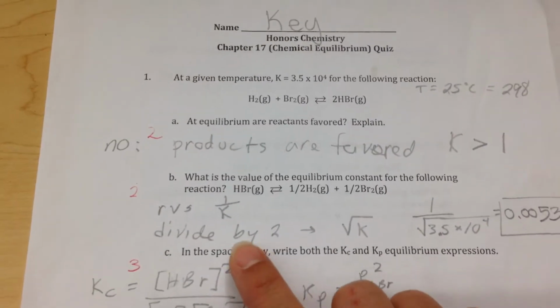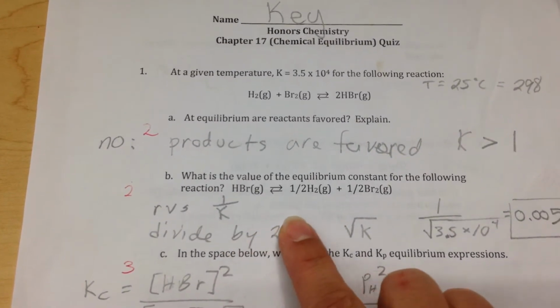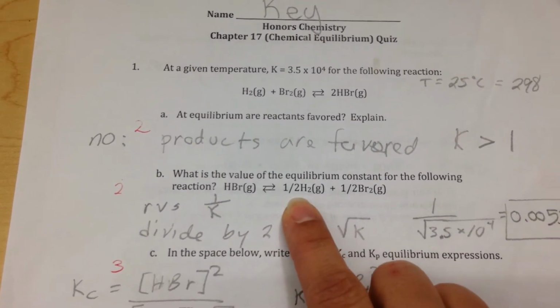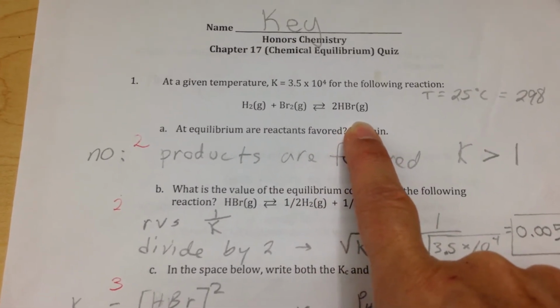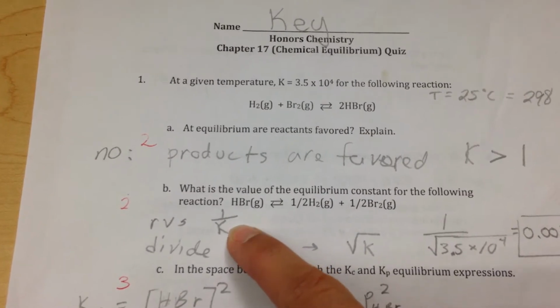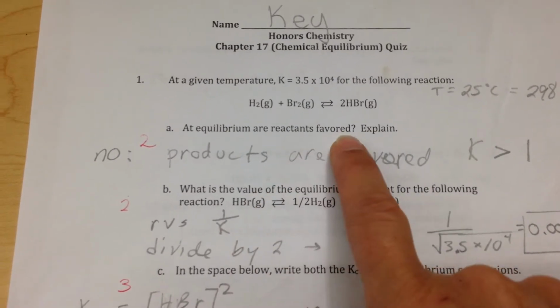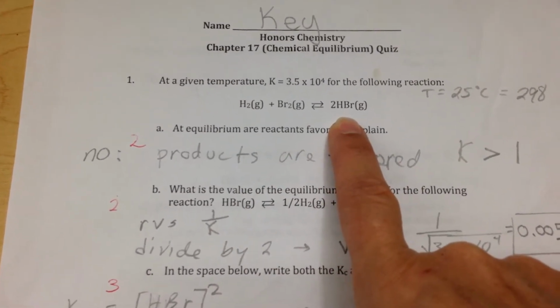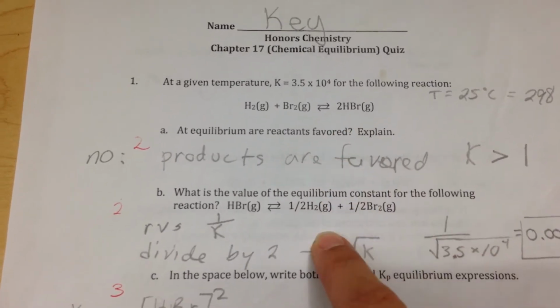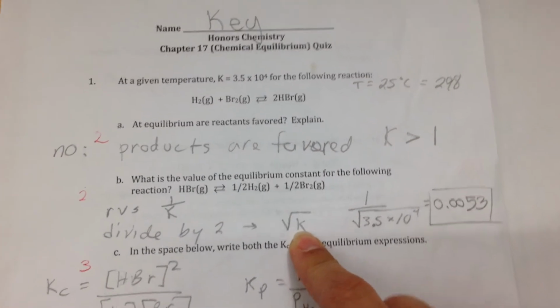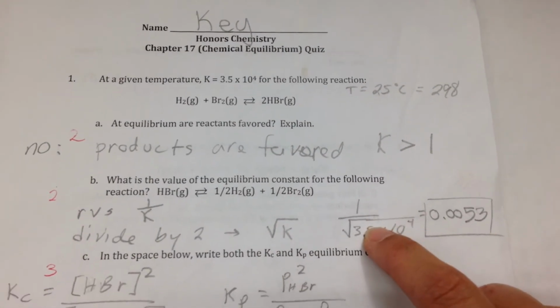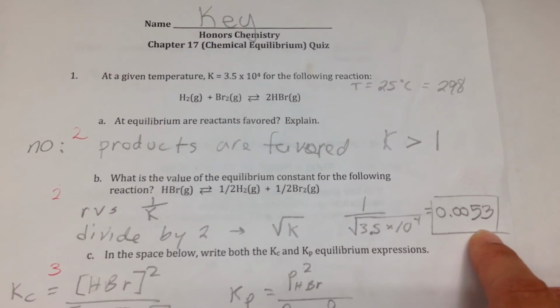Okay. Part B, what is the value of the equilibrium constant for this reaction? Well, you'll notice that this reaction is actually the reverse of the top reaction, so you have to take 1 over K, and it's also divided by 2, or multiplied by 1/2. So you also have to square root the K value. So the final answer would be the inverse and the square root of the initial K.